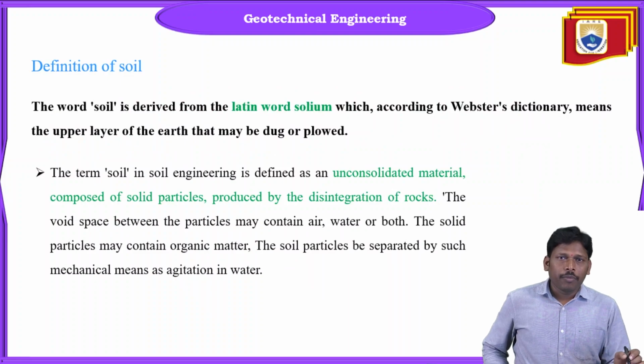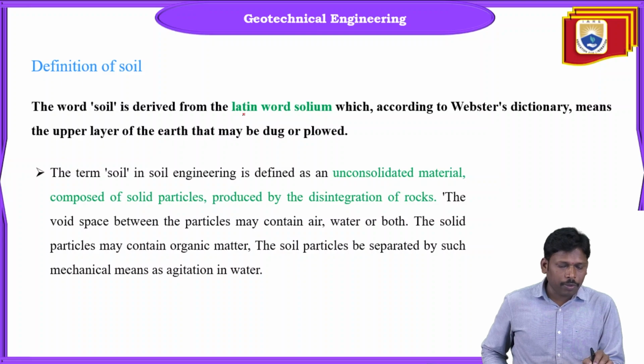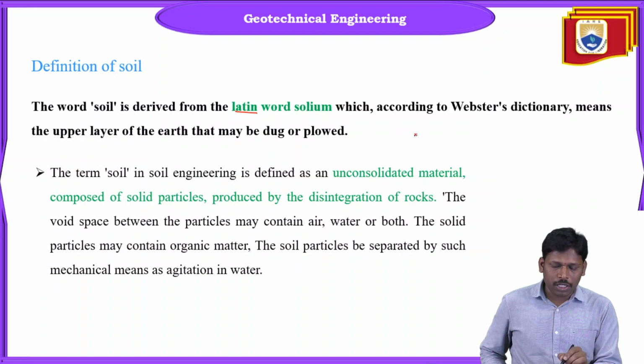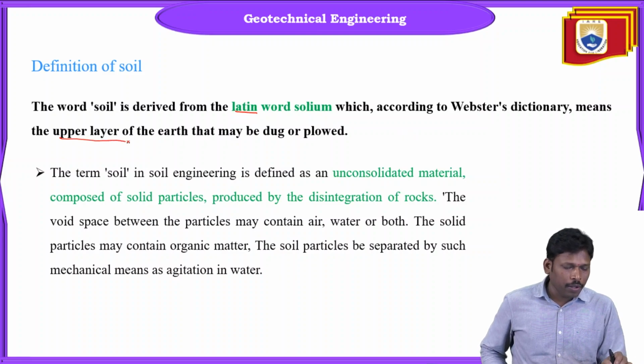So here we'll start with the basic definition of soil. The word soil is derived from Latin. Actually, the Latin word for soil is solium, which according to Webster's dictionary means the upper layer of the earth, that may be a dug earth hole. So the soil is a word derived from the Latin word solium, and as per Webster's dictionary, they define soil as the upper layer of the earth.